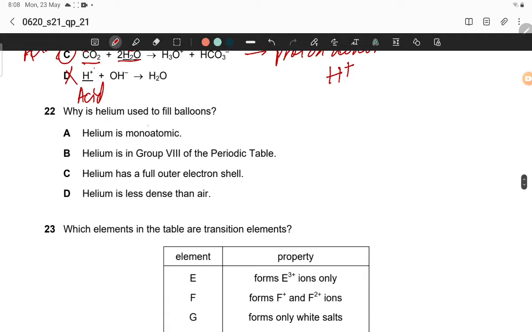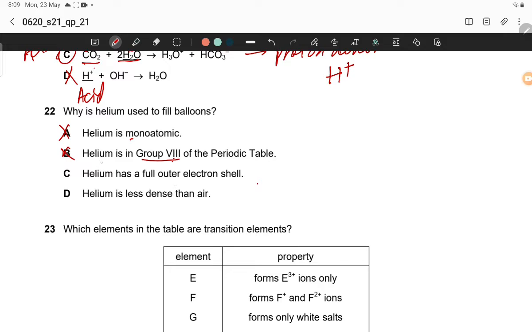Incorrect. Why is helium used to fill balloons? Helium is monoatomic, but that is not why it is used to fill balloons. Helium is in group 8 of the periodic table, but group 8 does not show that it is used to fill balloons. It is incorrect. Helium has a full electron shell.